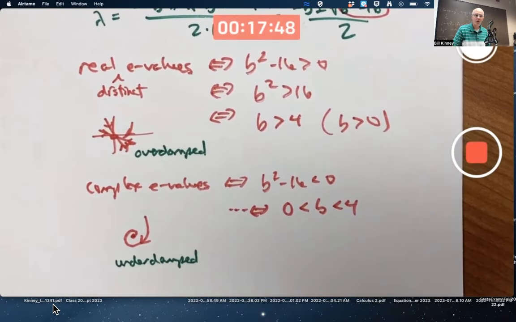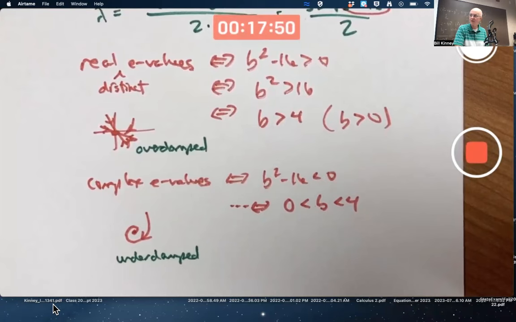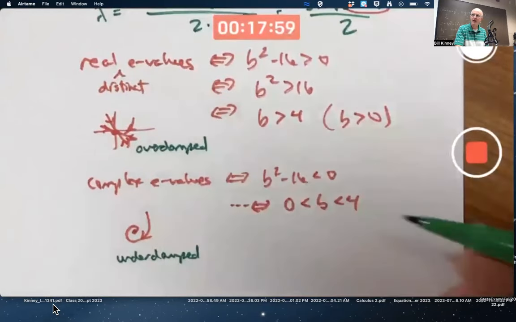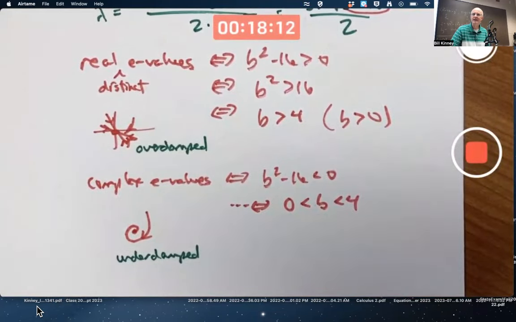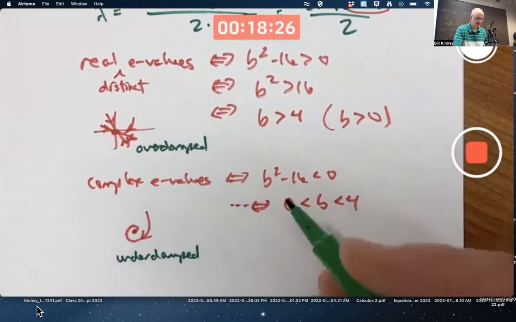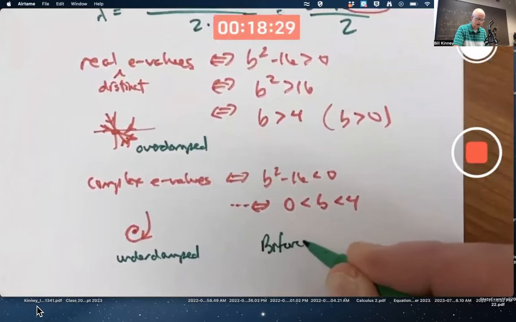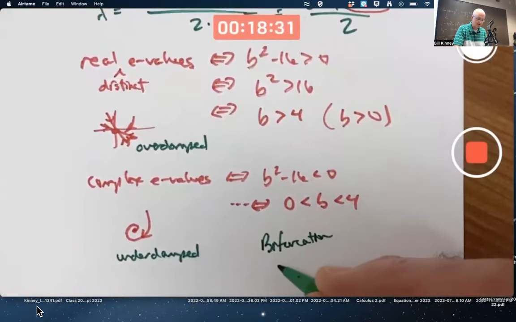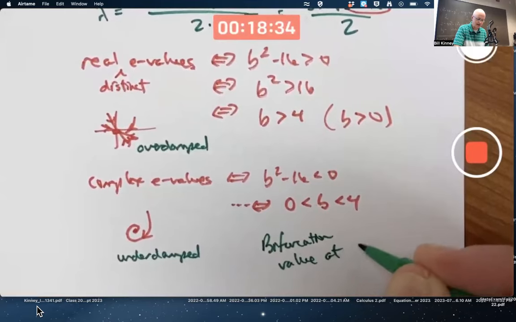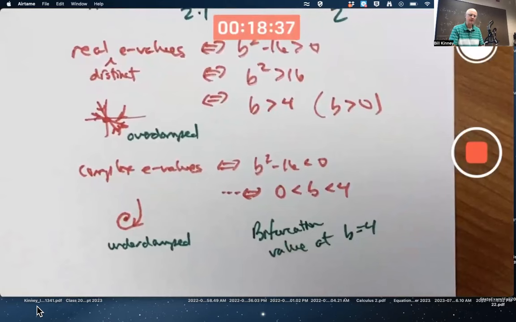What's the boundary between overdamped and underdamped? That would be when b equals 4, and that would be that single real eigenvalue case. That has a name. It's called critically damped because it's the critical value between overdamped and underdamped. The critically damped case would never be observed in real life. But mathematically, it's still important because it's the boundary between overdamped and underdamped. Effectively a bifurcation occurs. There's a bifurcation value at b equals 4, where we transition from underdamped to overdamped.